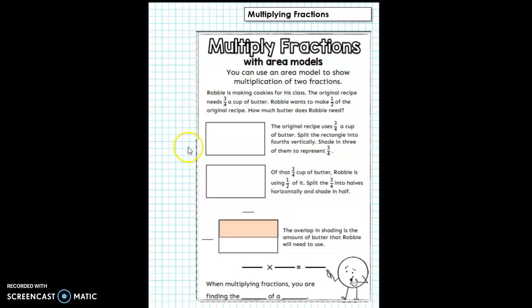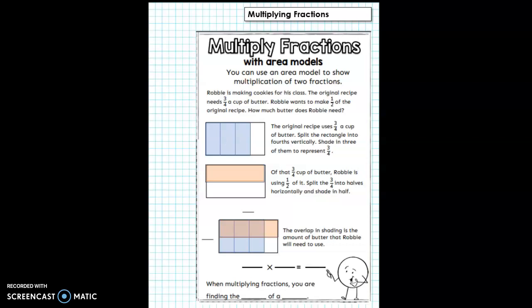First step is to draw 3/4. So we're going to split the box into 4 pieces and then color in 3 of them. The next step is to show the 1/2. Again, we're going to split that box going the other direction in half and color in half of it.